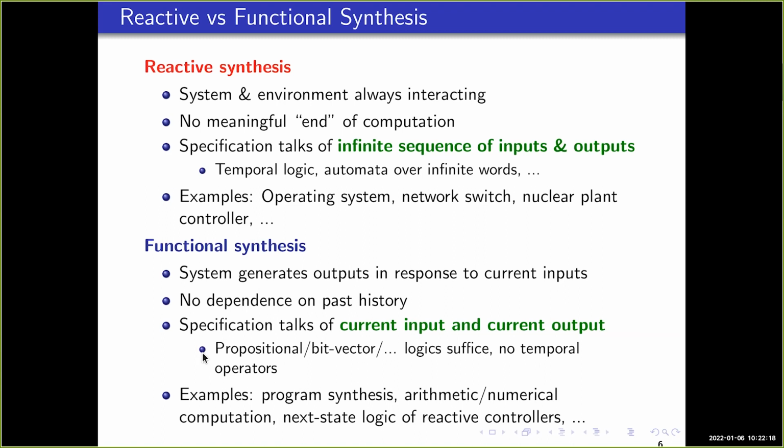And no temporal operators are needed because we're only talking about current inputs and outputs. And this is also a very rich area of work that's out there. For example, program synthesis, and these are not the programs that go inside an operating system that are continuously meant to run. These are like functions. They have some preconditions, postconditions, and you want to synthesize the function. It will take some input satisfying the precondition, generate some output satisfying the postcondition. Arithmetic computation, numerical computation. And what we will see hopefully by the end of today is that this can also be used to synthesize the next state logic of reactive controllers.